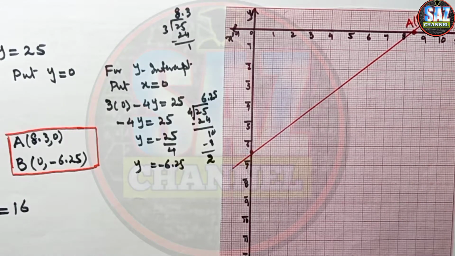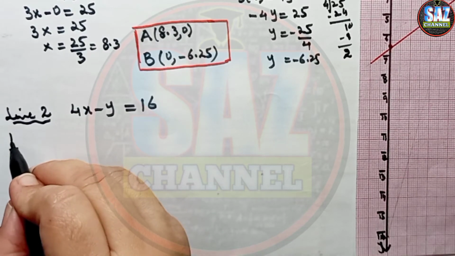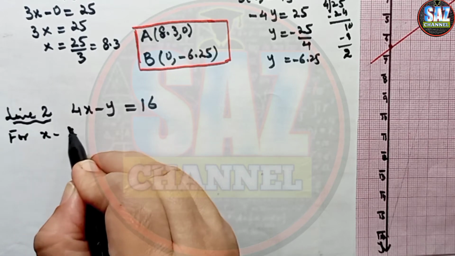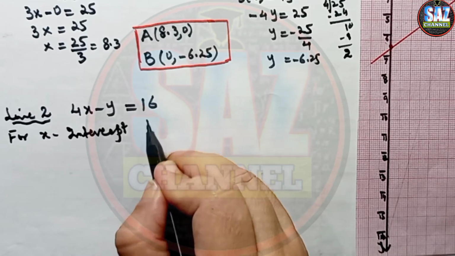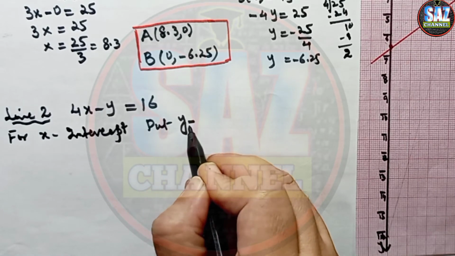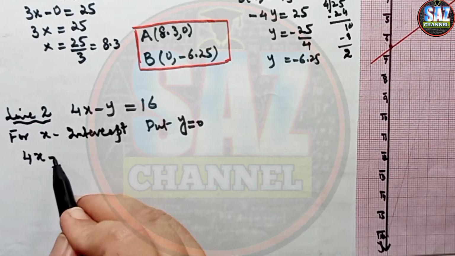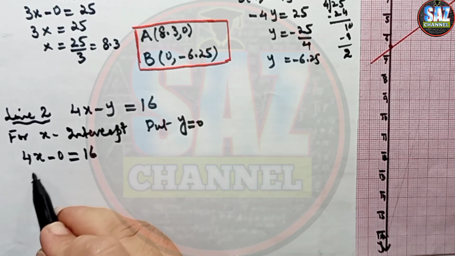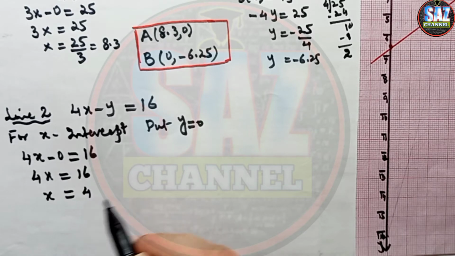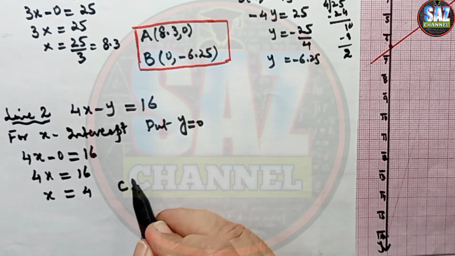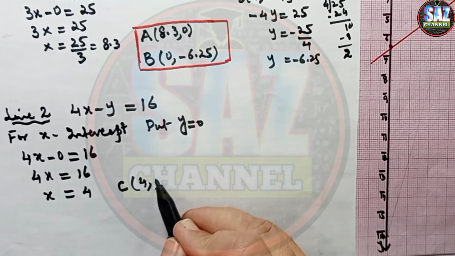Now let's move to the second line, 4x minus y equals 16. Again, for the x-intercept, put y equals 0. Then the equation takes the form 4x minus 0 equals 16, 4x equals 16, or x equals 4. The point will be named C, because I have already used A and B, so C is 4 with 0.